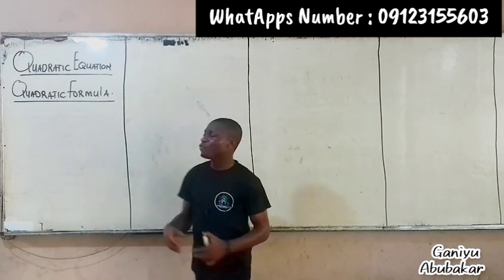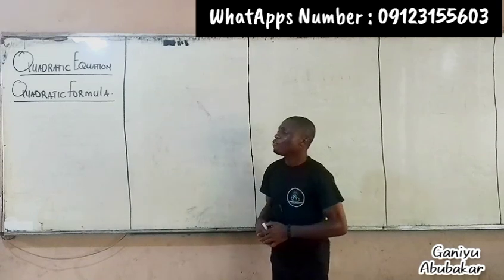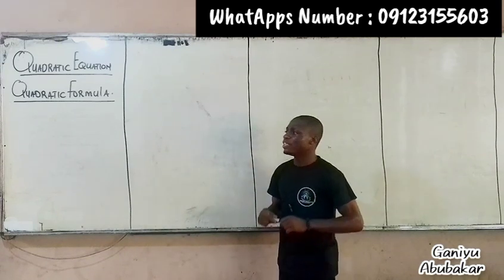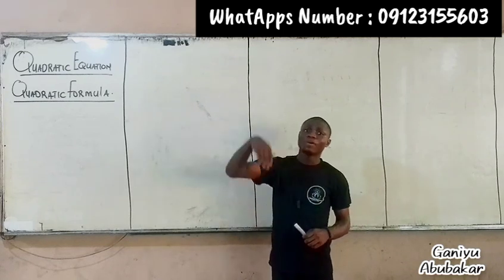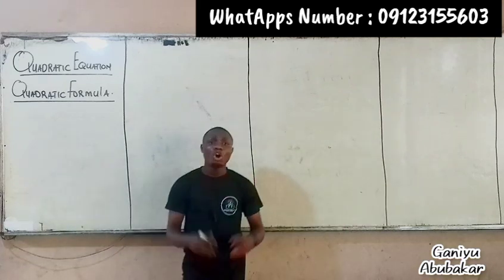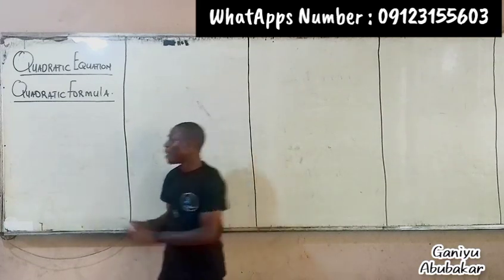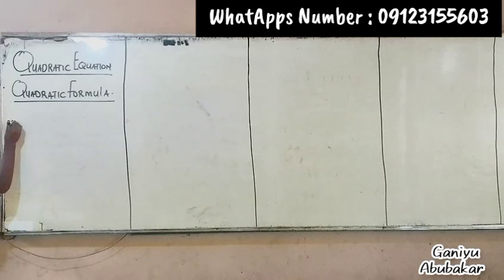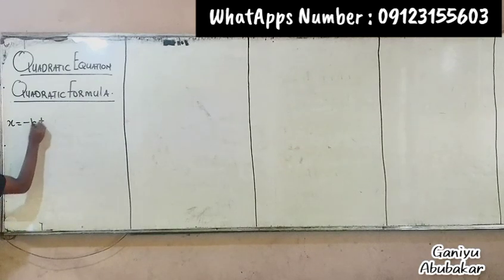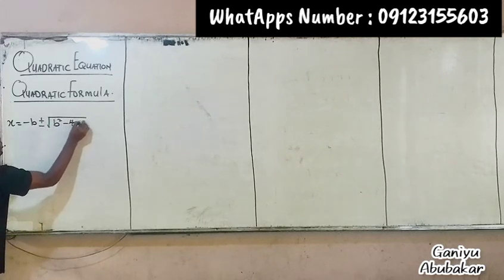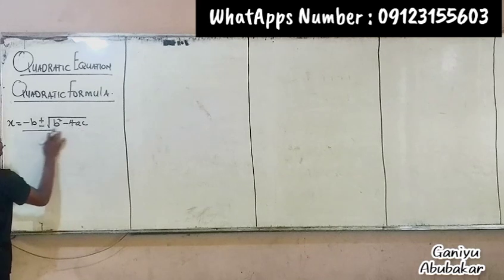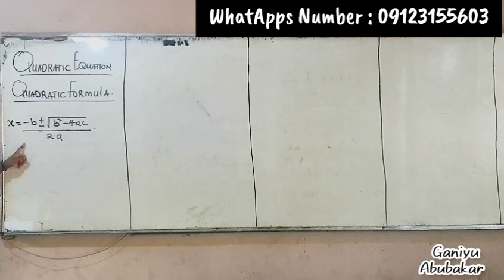And if you recall, for something to be quadratic, it simply means the highest power, or the highest index, of a variable should be what there? This is power 2, right? Alright, so the almighty formula is given by x equals minus b plus or minus the square root of b squared minus 4ac, all over 2a.